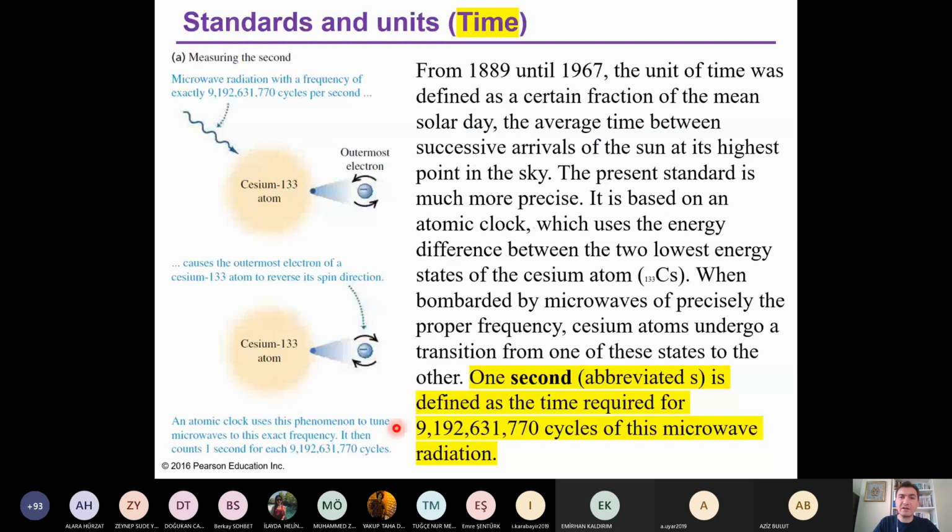It is started from 1967, okay? Until 1967, in order to define the time, we used average time between successive arrivals of the sun at its highest point in the sky, okay? So from 1889 until 1967, we used the sun. But now we are using much accurate standard, which is used in atomic clocks. This is the standard for the time, and standard for the length.